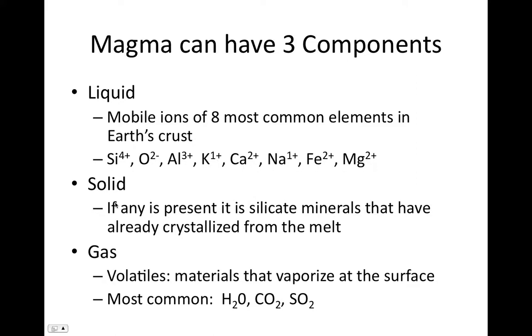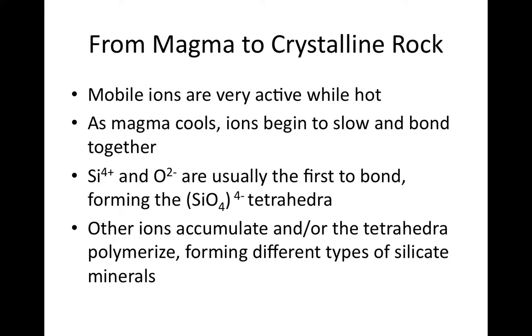There can be some solids present in the magma as well, and if so, those solids are usually silicate minerals that have crystallized out. And finally, there can be gases in the magma too. So dissolved gases in a liquid or solid are known as volatiles. And the most common volatiles or dissolved gases in magma are water, carbon dioxide, and sulfur dioxide. So magma can contain, and often does contain, all three states of matter in it.